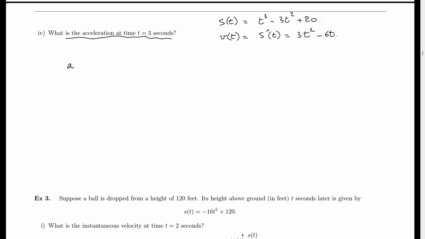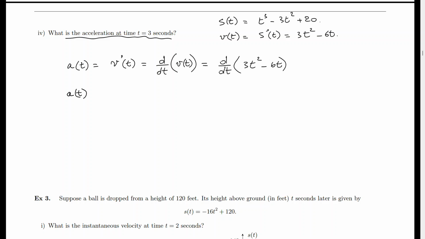To find the acceleration, we will have to do the derivative of velocity. So the acceleration function, a of t, is the derivative of the velocity function, meaning I want the derivative with respect to t of the velocity equation. So whatever my velocity equation is, I'll just have to find its derivative. So I want the derivative with respect to t of 3t squared minus 6t. And again, we can use the basic rules here. We don't need any fancy product rule or quotient rules to get the acceleration equation.